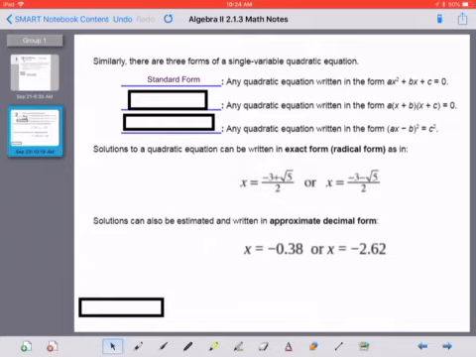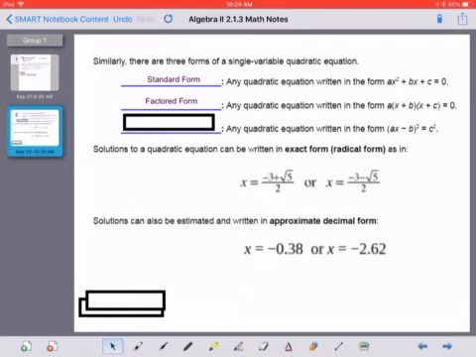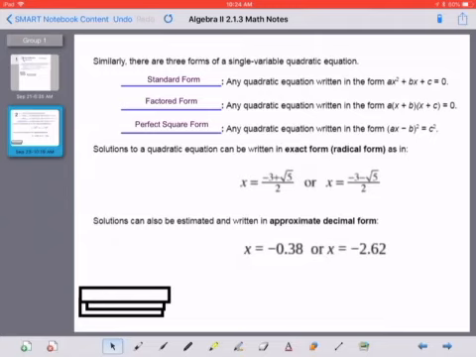The second form is factored form. Any quadratic written in the form a times the quantity (x plus b)(x plus c) equals 0. And the third form is the perfect square form. So this is how we get it into graphing form. So we can say a(x minus b) to the second power is a perfect square, and then it's going to be equal to c squared. And then to solve, we could use the square root property to help us solve.